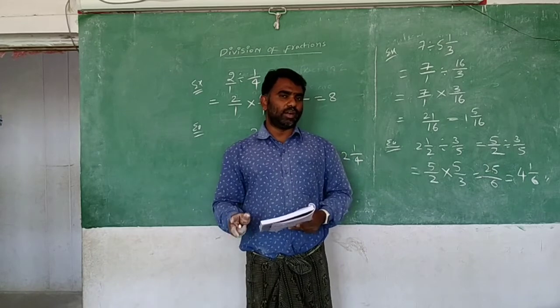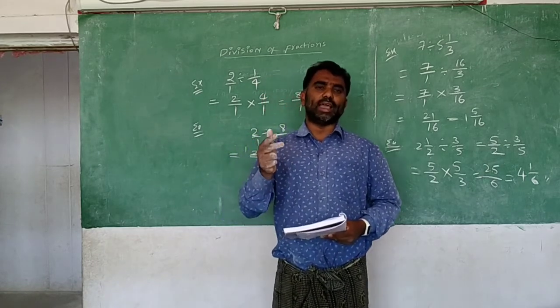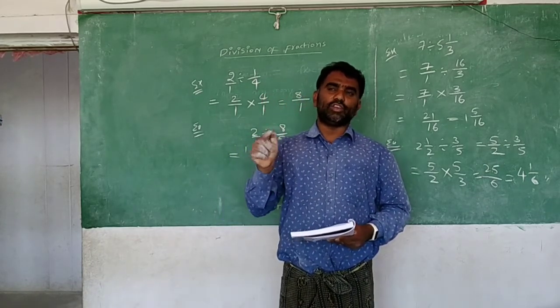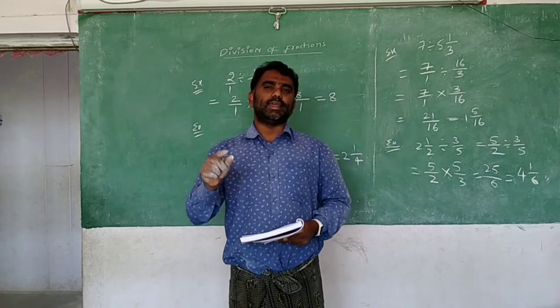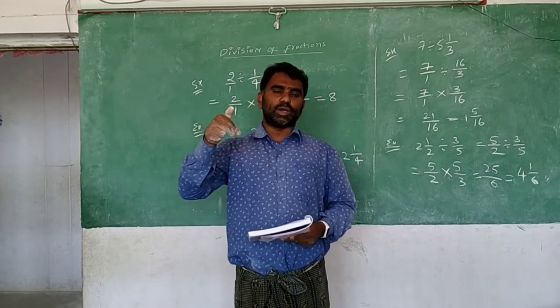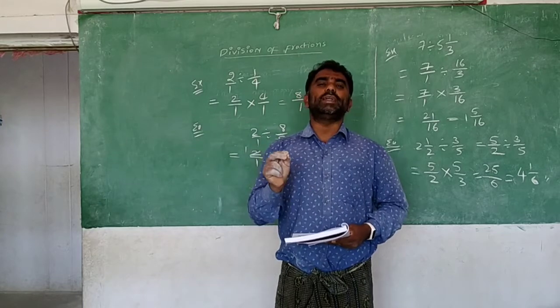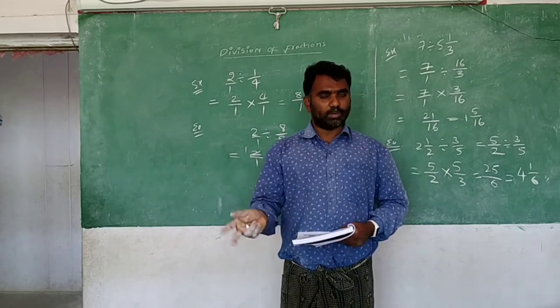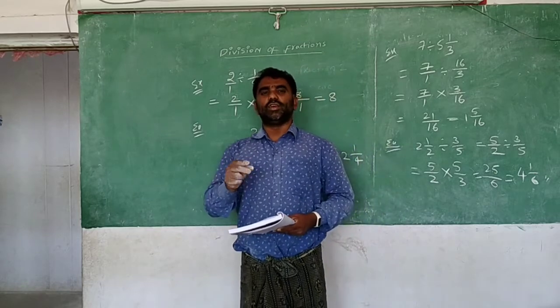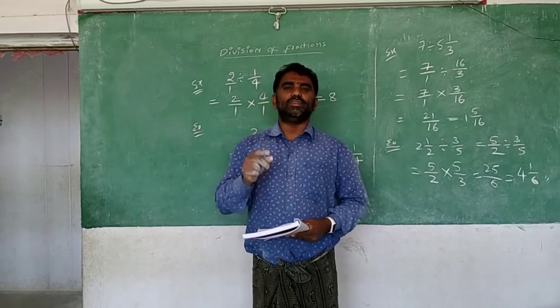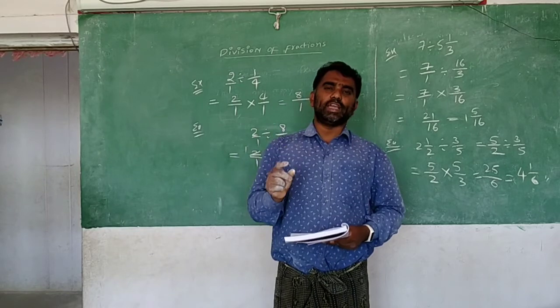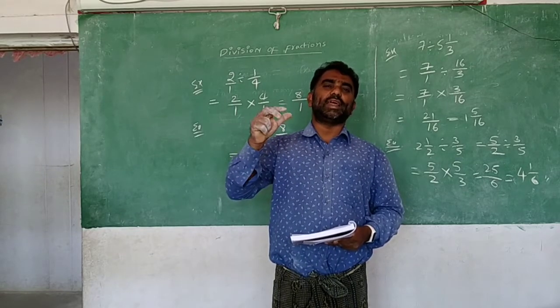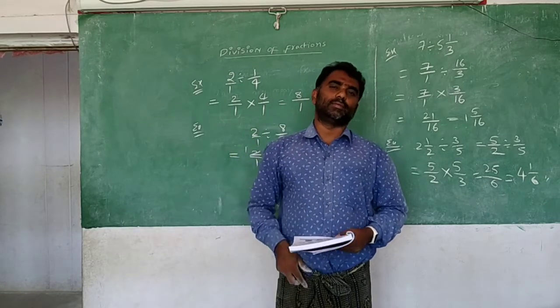You know that. What should we do? First fraction as it is. Division will be changed into multiplication. Second fraction you will write as reciprocal. And then we will do the multiplication only. Division also we will do through multiplication only. But we are keeping the first fraction as it is, division will be converted into multiplication, and second fraction you will write as reciprocal.